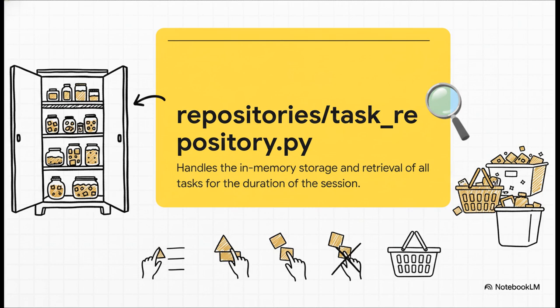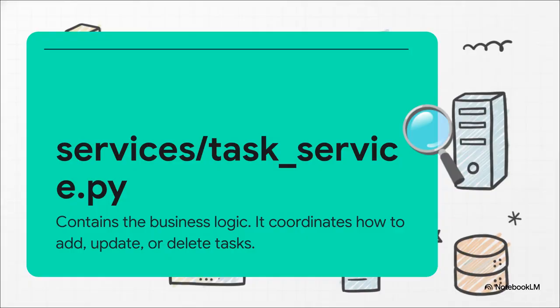Next up, the repositories folder. This is our pantry. Its only job is to manage the collection of tasks, adding new ones, finding an existing one, or getting rid of one. It's all about storage. Now for the services folder. This is where the magic happens. It's the chef. It contains the main logic. When you say, I want to update this task, the service layer coordinates everything. It grabs the task from the repository pantry and applies the right recipe to make the change.